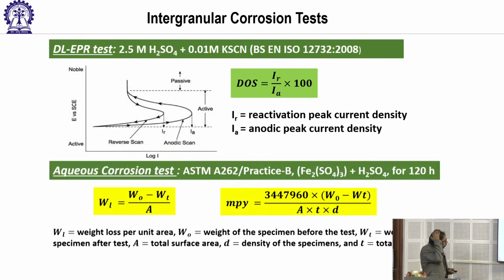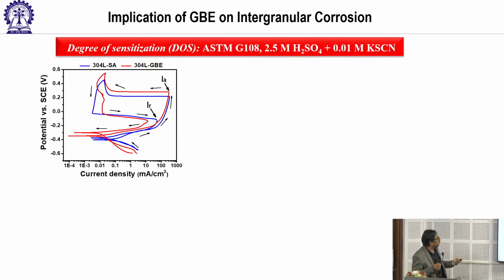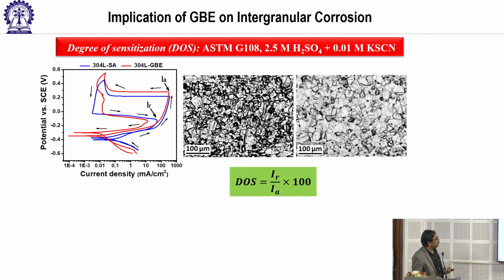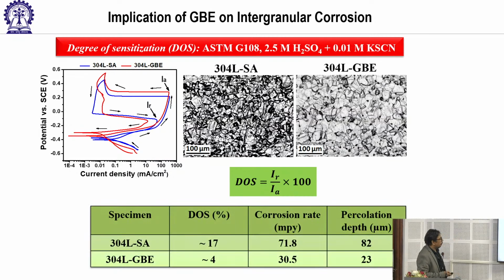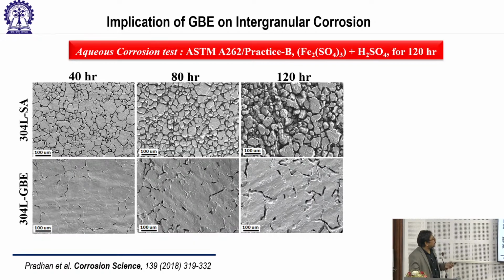So we have done this, and these are the GB material and non-GB material. You can see that even in 304L, these are all carbides, like chromium carbide precipitates at sensitized boundaries, and we have calculated this. So you can see that the degree of sensitization is 17, a value which is mild to heavy sensitization, and this is almost negligible sensitization. We have also calculated the corrosion rate, not from here, we have done an aqueous corrosion test. So after the aqueous corrosion test, this is as per standard practice B, it is called.